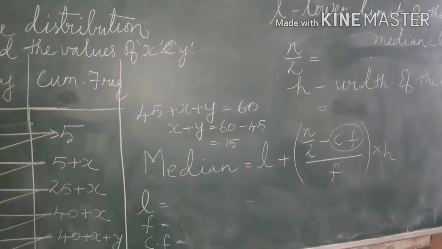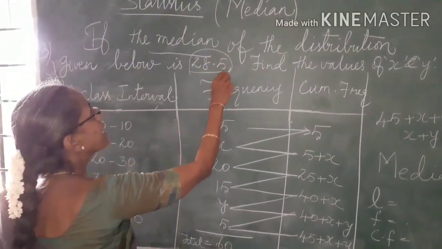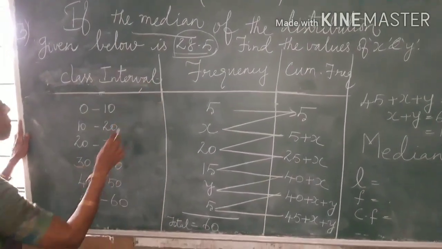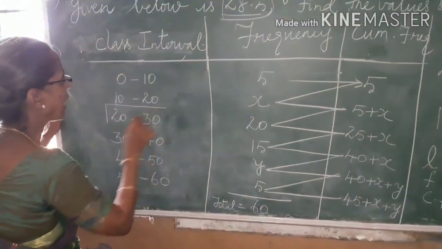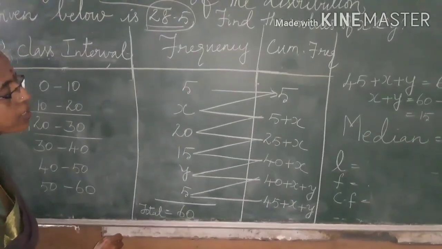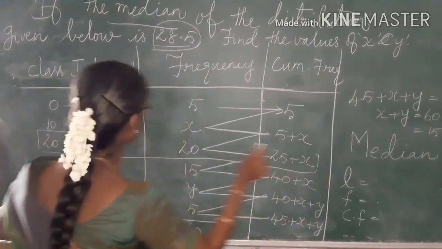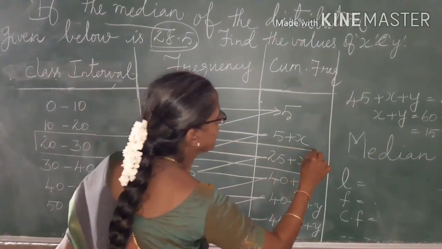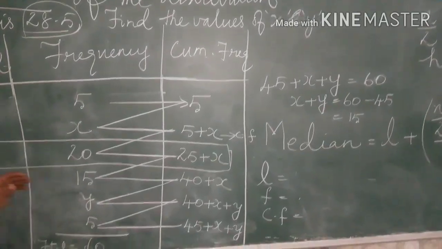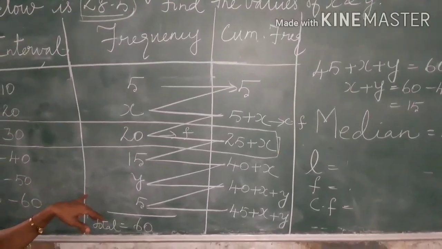In this case, with a missing frequency, everybody should understand one thing. When you are given the median, it should lie in the same class interval. So 28.5, where will it lie? It will lie between 20 and 30. So you need not worry. That will be your median class, the class interval between 20 and 30. Now you can make a box and identify what is CF and what is f. From the formula you can easily identify these things.